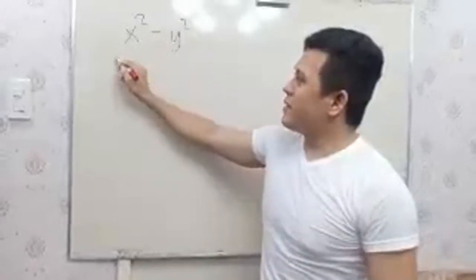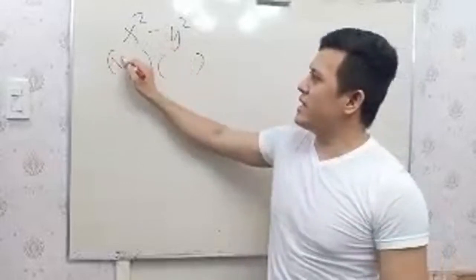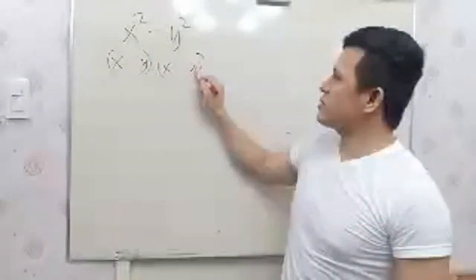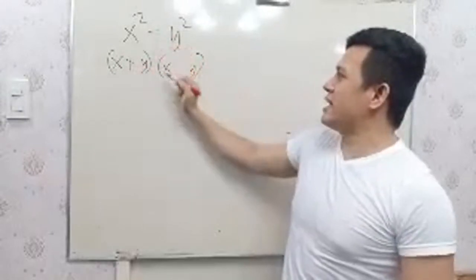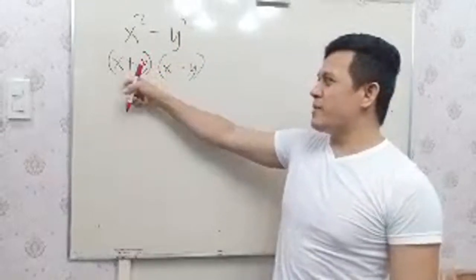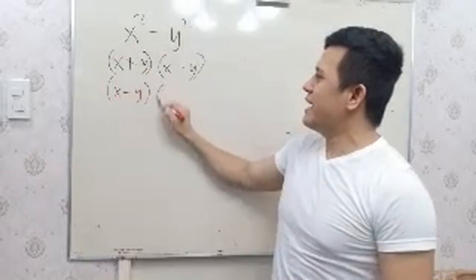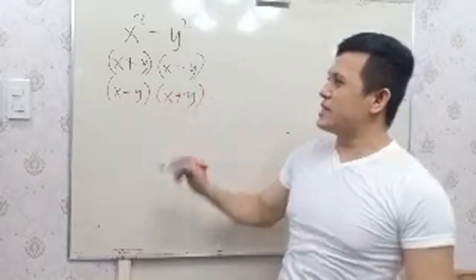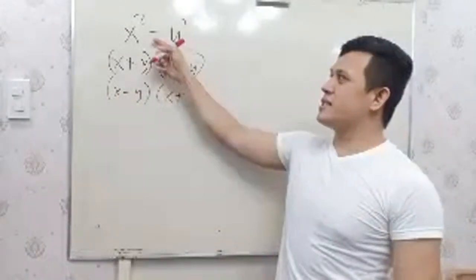So, what you will do is make two parentheses. Just copy x and y, and then x and y. Now, for the signs, one is positive and the other one is negative. It can also be x minus y and x plus y. That's okay because in multiplication, we can interchange the factors. So this is how we factor this one.